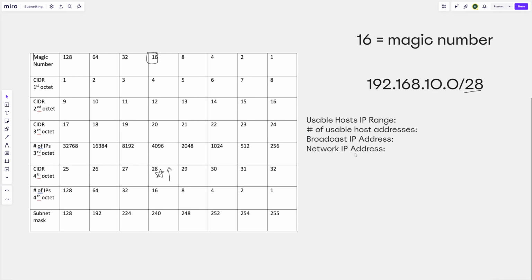So now we're going to also look over here. We're working within the 4th octet, which is 1st, 2nd, 3rd, and 4th. So right here. So simply go back through the steps. 16 is our magic number. 192.168.10, we're going to add 16 to the 4th octet. That's what it says here. So 0 plus 16 equals 16, right?